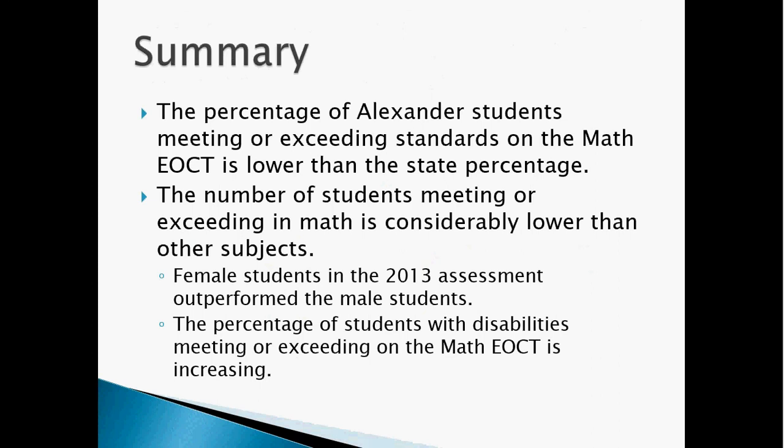So in summary, the percentage of Alexander students meeting or exceeding standards on the math EOCT is lower than the state percentage. Also, the number of students meeting or exceeding in math is considerably lower than in other subjects. A couple of things to point out from our last couple of slides: we noticed that female students in 2013 outperformed male students, and that the percentage of students with disabilities meeting or exceeding on the math EOCT is increasing. So that's good.